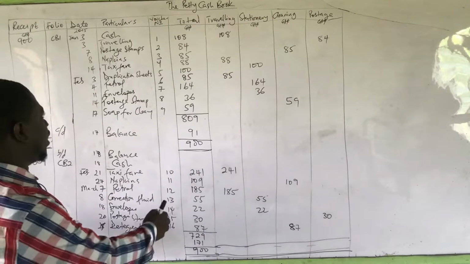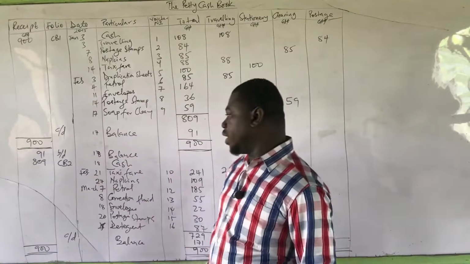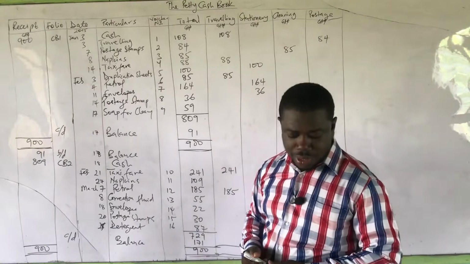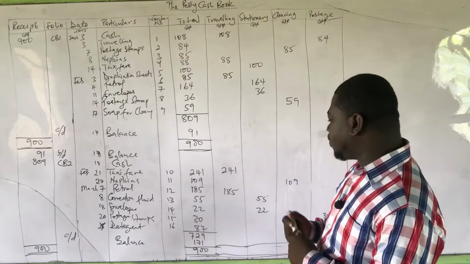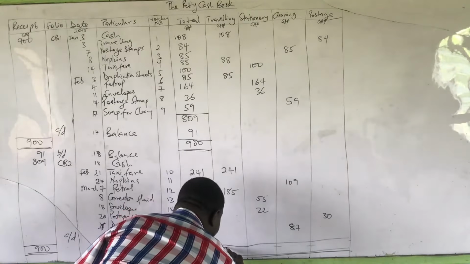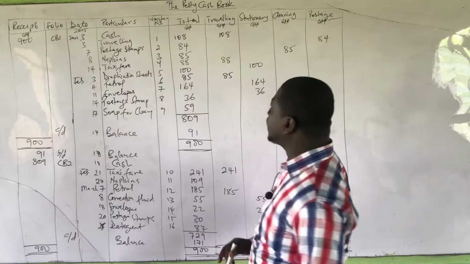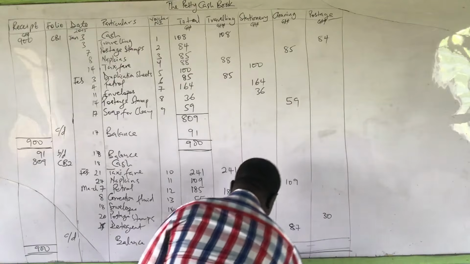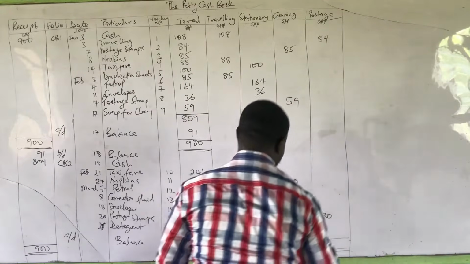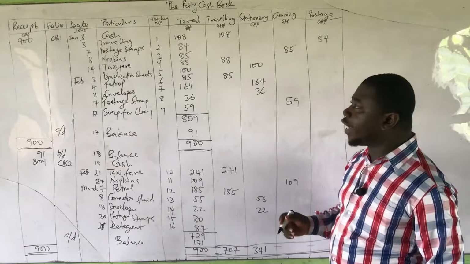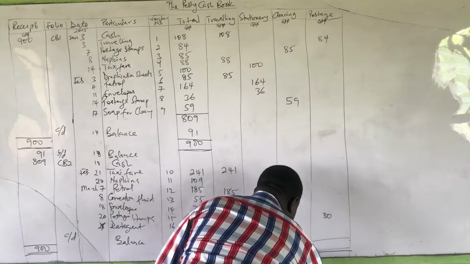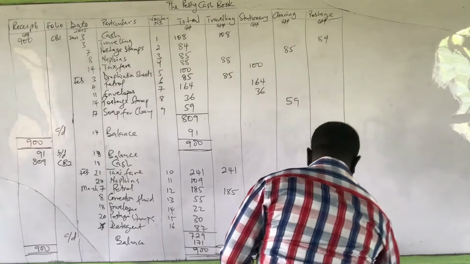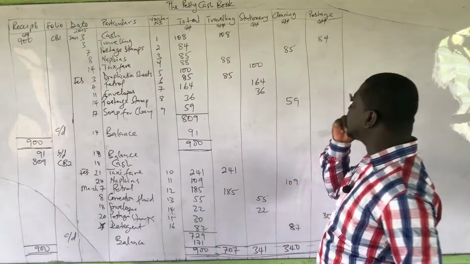Okay, so this is the balancing for the petty cashbook. Now, getting the total for the analysis columns. Total traveling expenses for the period is 707 Ghana cedis. And then total stationery is 341 Ghana cedis, that is if you add them. And then for the cleaning, we have 340 Ghana cedis. And then finally, for the postage, we have 114 Ghana cedis.